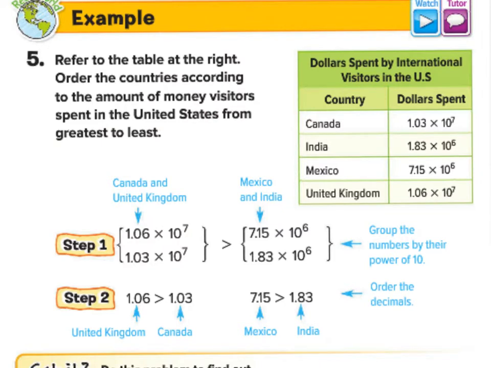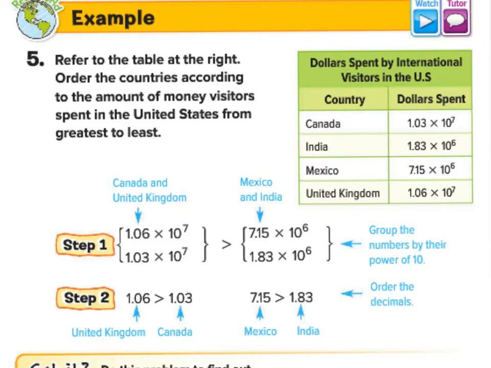I realize this lesson has a lot of examples. We're already on example 5, and we're just barely getting into the word problems. Refer to the table at the right. Order the countries according to the amount of money visitors spent in the United States from greatest to least.